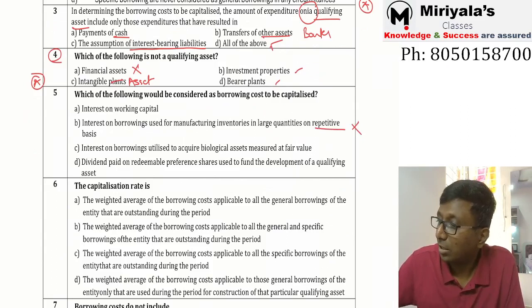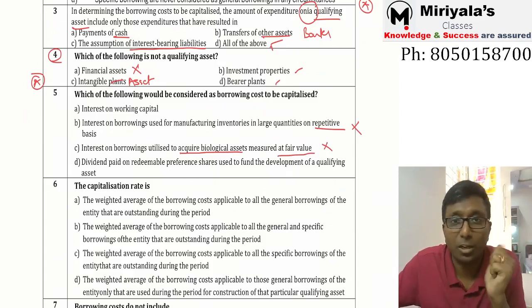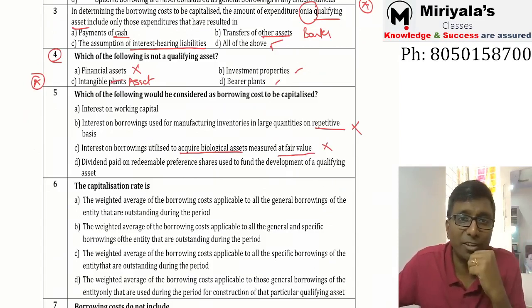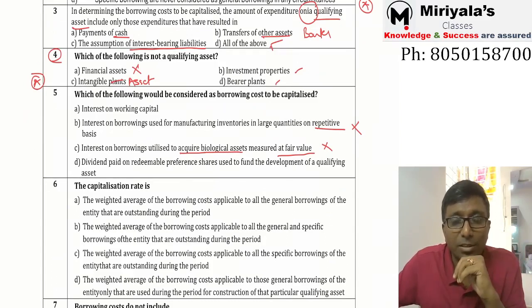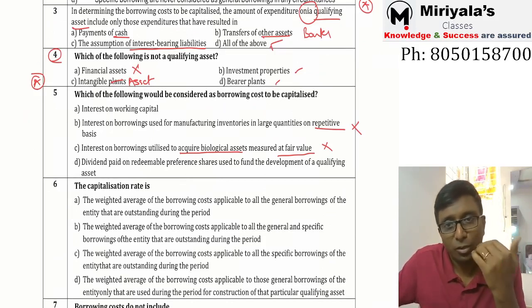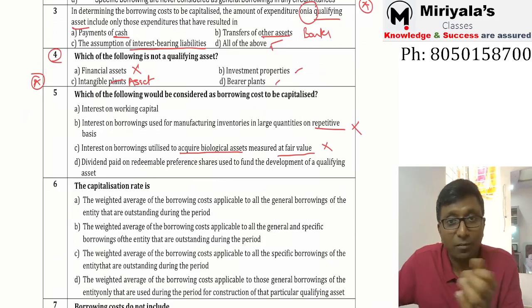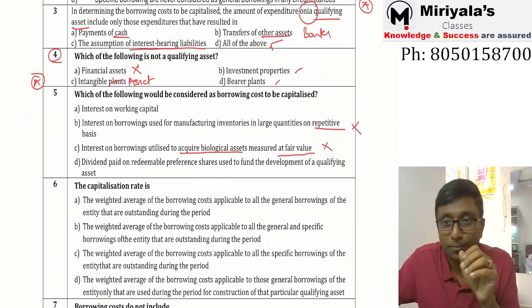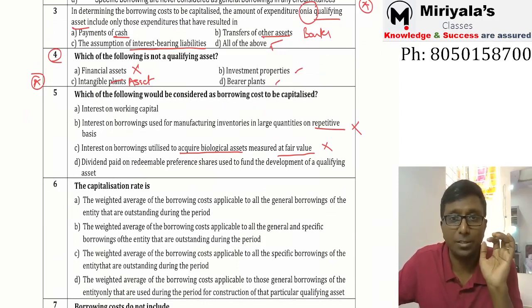Which is used to acquire the biological asset, which is measured at fair value. If something is already measured at fair market value, then why add capitalized borrowing cost? Why see it on the balance sheet date? What is the number coming in the balance sheet date? Fair value, correct. When any asset is already measured at fair market value, obviously you don't need to capitalize borrowing cost for that asset. Borrowing cost need not be capitalized.